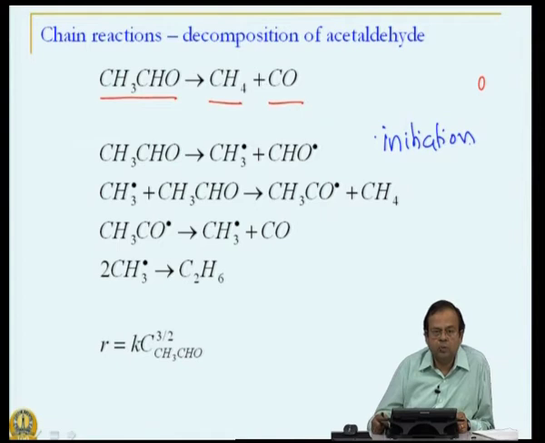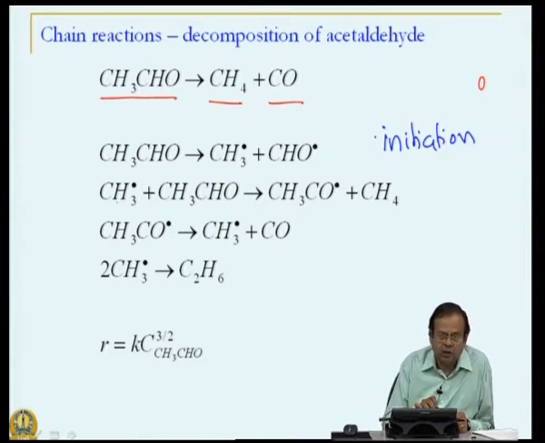The reason for this will become clear as we move along. So, next step what happens is this methyl radical extracts a hydrogen from an acetaldehyde molecule and gives rise to the first product, methane, and another radical, CH3CO. This CH3CO breaks down to give methyl radical and the second product, namely carbon monoxide.